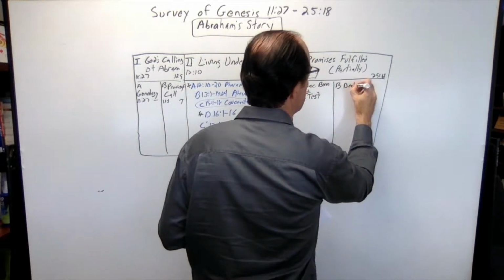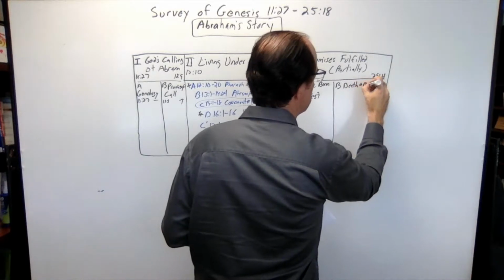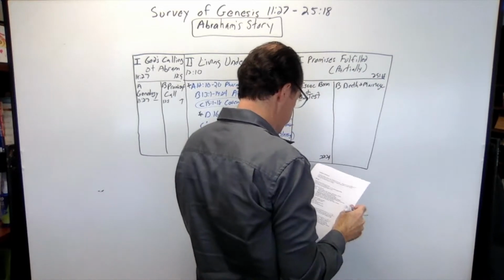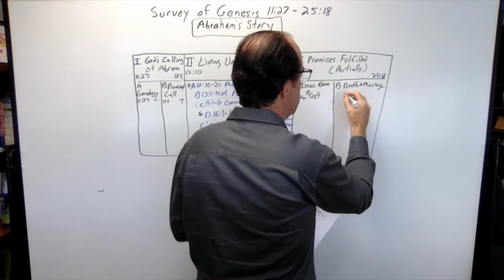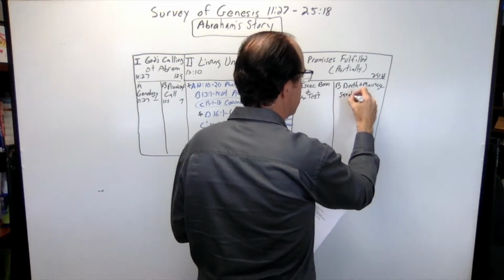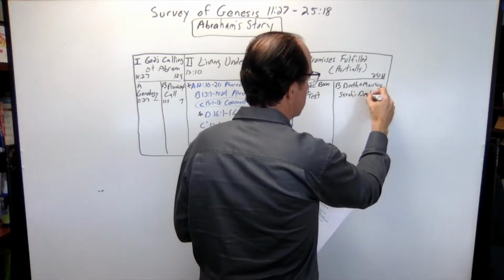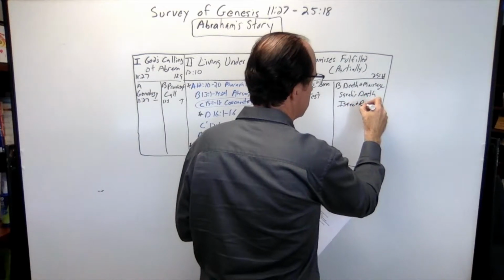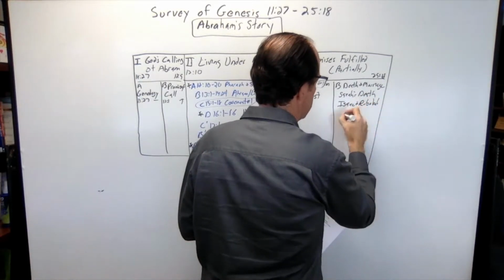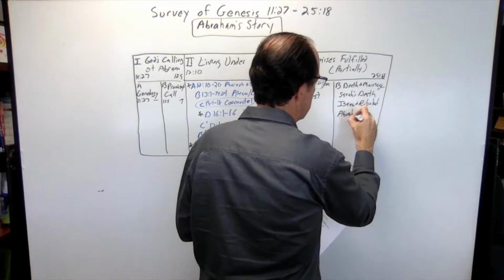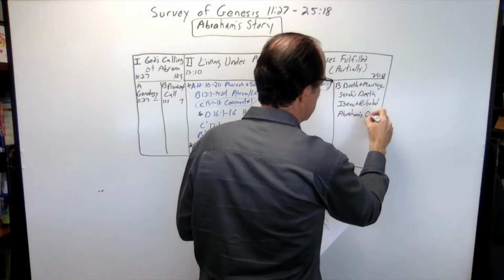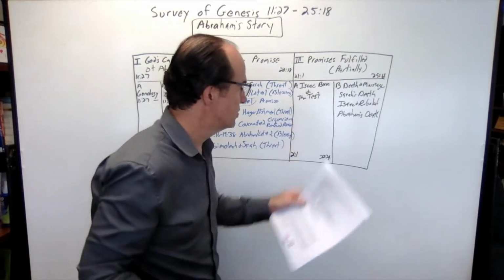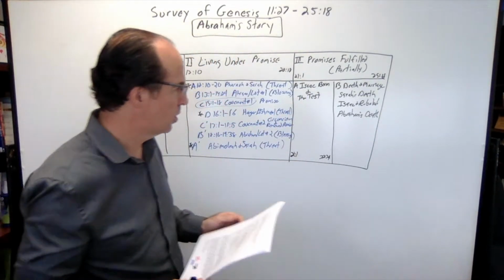death, and marriage, where we have essentially Sarah's death, Isaac and Rebekah, and then Abraham's death. And all of these, in some ways, have to do with fulfillment of the promises.